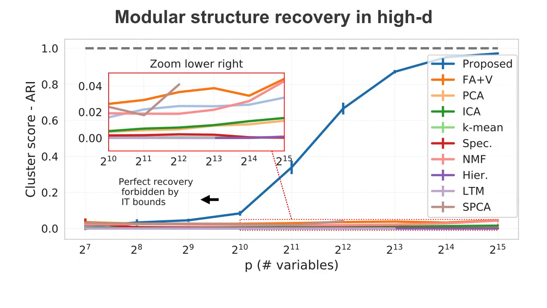When we apply this to high-dimensional data, we see that we recover structure better, especially as the number of variables increases. The y-axis shows how well we've recovered clusters versus p, the number of variables on the x-axis. Our paper actually shows sample complexity bounds that this recovery problem is impossible if the dimensionality is too low, but as the dimensionality increases, it should be possible. Our latent factor method is the only one that is able to leverage the structure in the high-dimensional data.